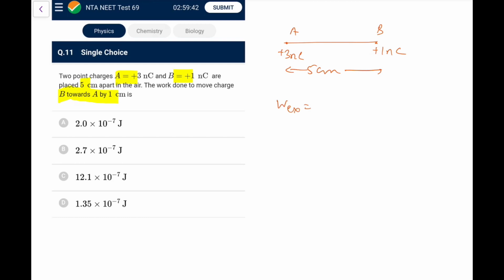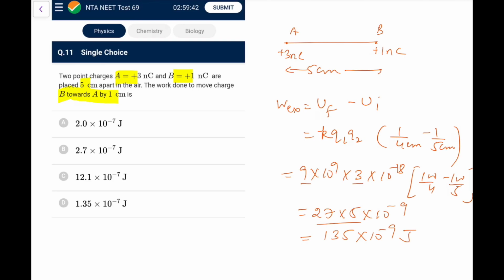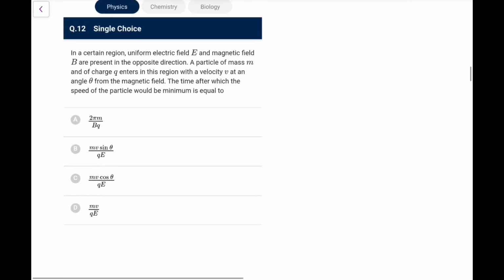So W external simply is U final minus U initial. So K, Q1, Q2 I take as common. It would be 1 upon 4 centimeter minus 1 upon 5 centimeter. So K is 9 into 10 to the power 9. Q1, Q2 would be 3 into 10 to the power minus 18. And if I do this in meter, it is 0.01, so it would be 100 by 4 minus 100 by 5 in SI units. So this is 25 minus 20, that is 5. 9 and 3, 27. 27 into 5 into 10 to the power minus 9. So 27 into 5, you know, is 135 into 10 to the power minus 9 joules. So it comes out as 1.35 into 10 to the power minus 7 joule. Go for it.